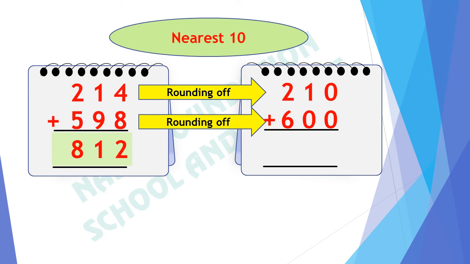Now we can easily add them. If we add 600 and 210, it will become 810. And this is nearly the answer of 812. It means estimation helps us to do calculation faster and without a pencil.